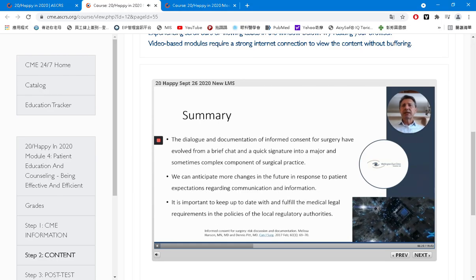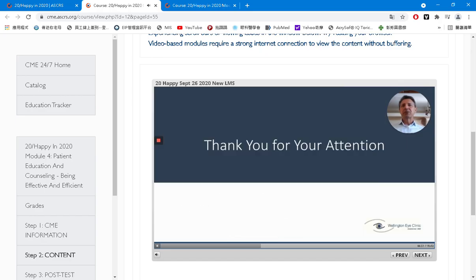So in summary, the dialogue and documentation of informed consent for surgery have evolved from a brief chat and a quick signature into a major and sometimes complex component of surgical practice. In my personal practice now, this is the component that takes more time than any other part. We can anticipate more changes in the future in response to patient expectations regarding communication and information, and it is important to keep up to date with and fulfill the medical legal requirements in the policies of the local regulatory authorities.